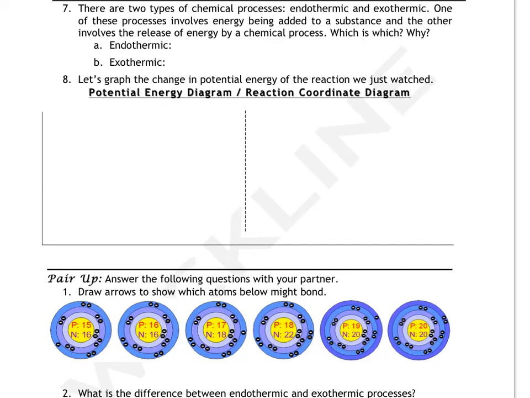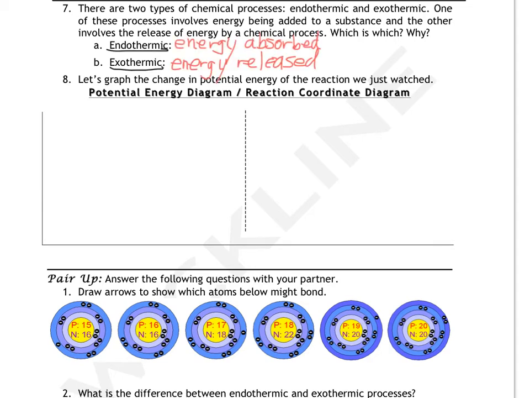Okay, so there are two types of chemical reactions, endothermic and exothermic. One of these processes involves energy being added to a substance, and the other involves the release of energy by a chemical process. Which is which? Pause the video and think about which one you think is which. Do you think endothermic means energy released or energy absorbed? And do you think exothermic means energy released or energy absorbed?